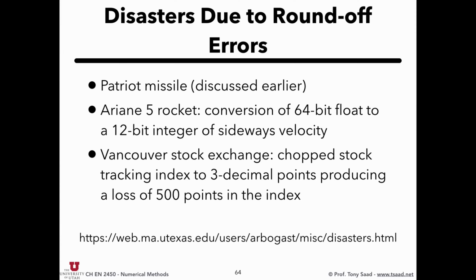The Vancouver Stock Exchange, so just like the S&P 500 or the Dow Jones Index, the Vancouver Stock Exchange also tracks the stock market in Canada. In the representation of the index, they chopped the stock index to 3 decimal points, producing a loss of 500 points in the index, whereas in reality, the stock market had grown by 100 points. And you can see more about these round-off errors at this website for the full scoop.